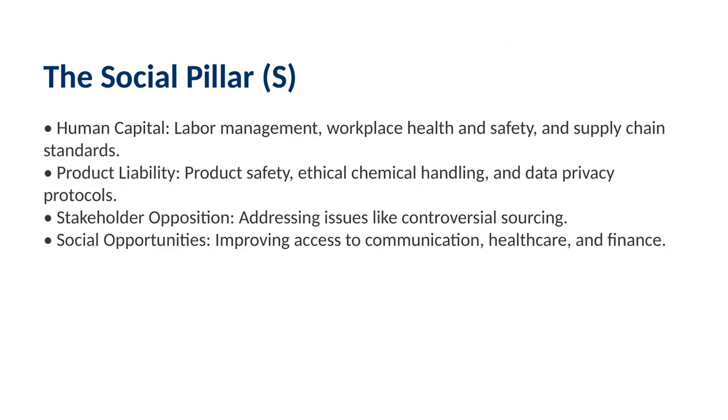Next, we move to the social pillar. This is all about people and impact. We look at human capital, which covers labor management, health and safety, and supply chain standards. Then we have product liability, ensuring that products are safe, chemicals are handled correctly, and data privacy is maintained. We also consider stakeholder opposition, such as controversial sourcing. And just like with the environment, there are social opportunities, such as improving access to communication, finance, and healthcare.